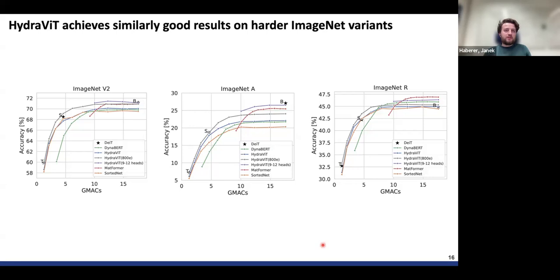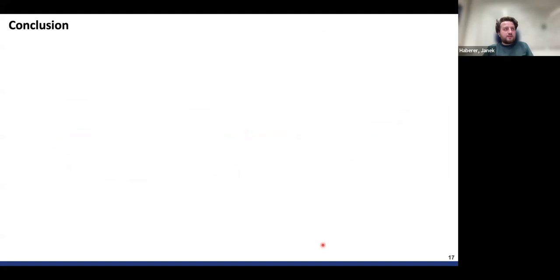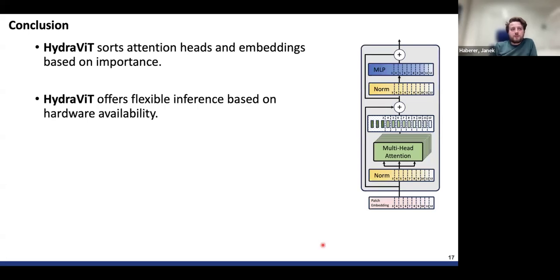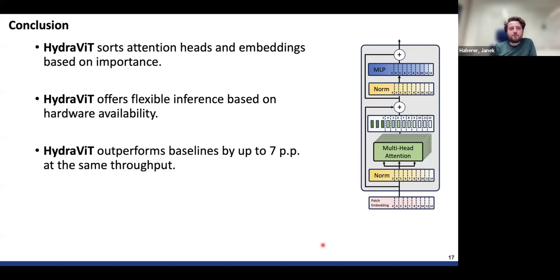For the remaining results, so also for the throughput and the other ImageNet variants, once again, I refer you to our paper where we have everything. And with that, I come to the conclusion. So we presented HydraViT. It basically sorts the attention heads and the embeddings based on importance. It offers a flexible inference based on your hardware availability. And it is able to outperform the baselines by up to 7 percentage points at the same throughput.